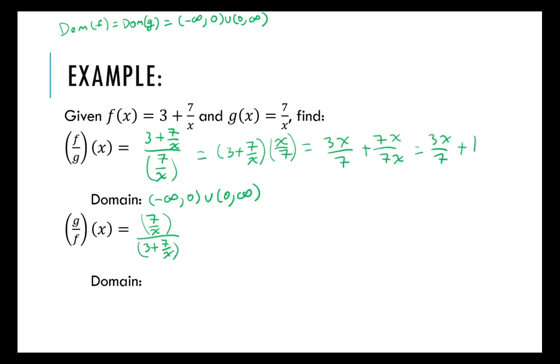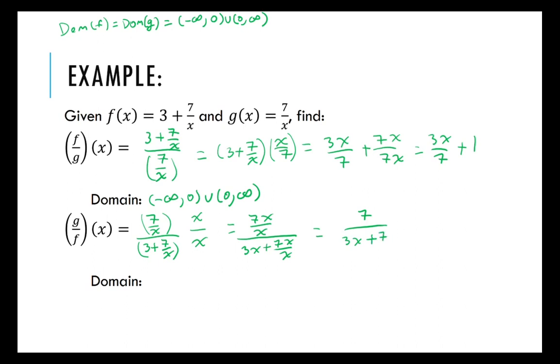And so the LCD of everything is going to be this denominator x, and so I'm just going to multiply top and bottom by x. And if I do that, it should clean it up nicely. x times 7 over x is 7x over x, and then that's all divided by, distribute that x, 3x plus 7x over x. Then clean this up. 7x divided by x is 7. 3x is 3x. 7x divided by x is 7.